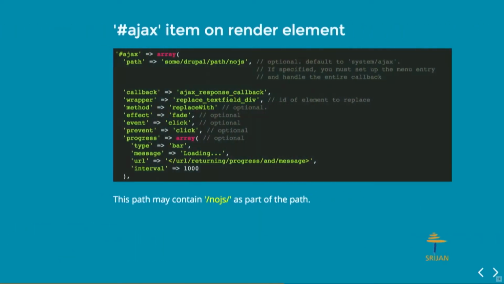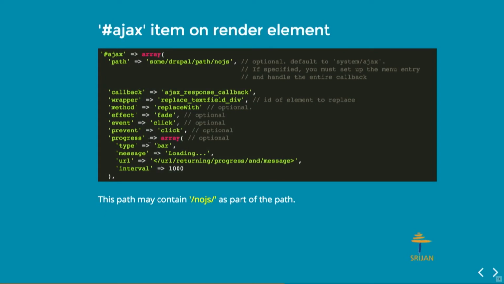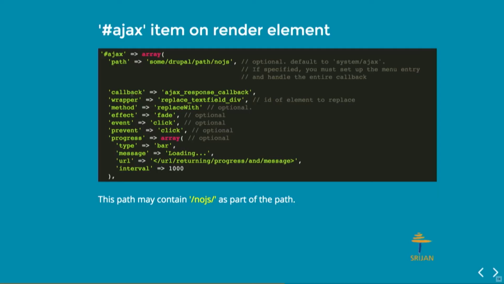Okay, and the most preferable way is to use the #ajax item key as a render element. You simply specify #ajax, and it's going to take all the configuration required to attach the Ajax behavior to that element. The most important keys are the callback and the wrapper, and the rest of them are optional.